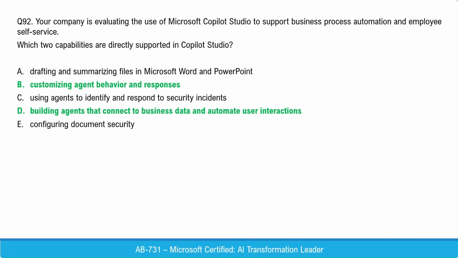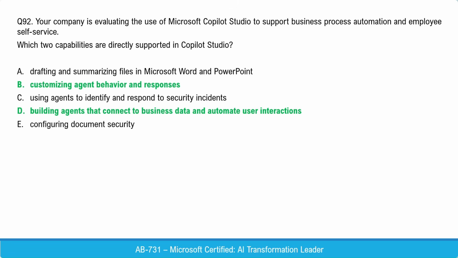Let's understand why. See, Copilot Studio is a platform for building custom AI agents that can automate business processes and support employees' self-service scenarios. Option B is correct because Copilot Studio allows you to customize how agents behave and respond. You can define conversation flows, logic, and responses based on business needs. Option D is also correct because Copilot Studio enables building agents that connect to business data and automate interactions. These agents can answer questions, trigger workflows, and integrate with enterprise systems.